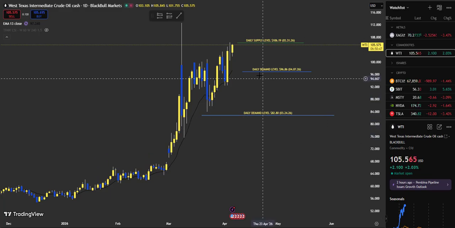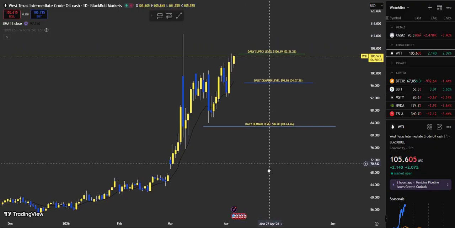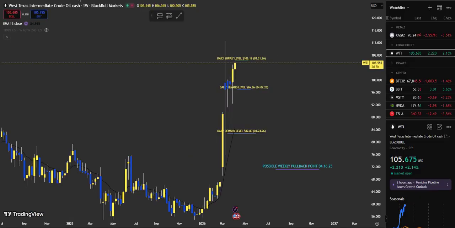So our daily demand level of 96.86 is what I said here. That's where I'm expecting price to retreat to. But we are obviously at a very interesting point where, depending on what happens with the war, price could continue to blow through. But right now, it's right at that supply level of 106.19, which we set on the 31st of March. And depending on what happens with global events, we can see where things will go.